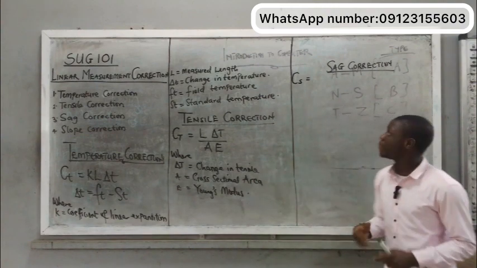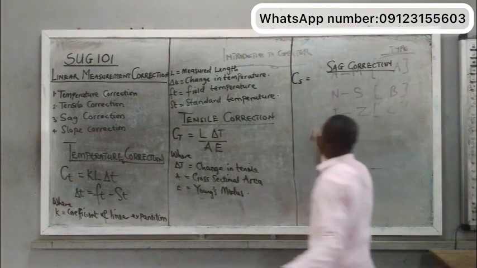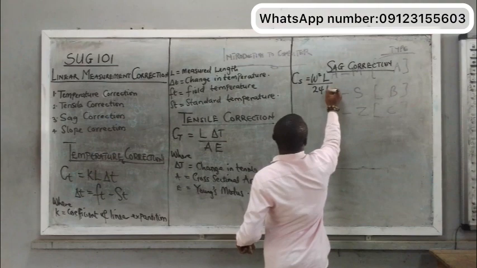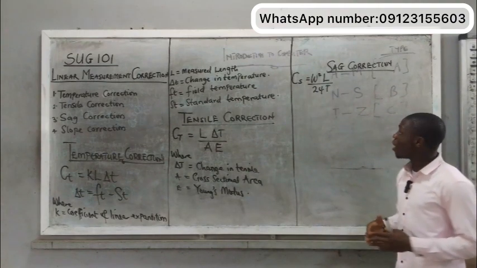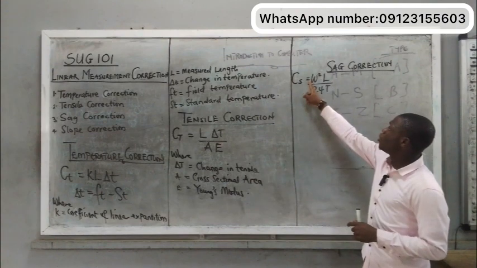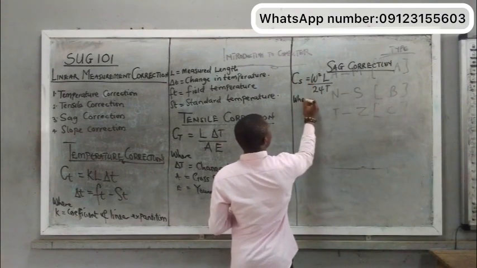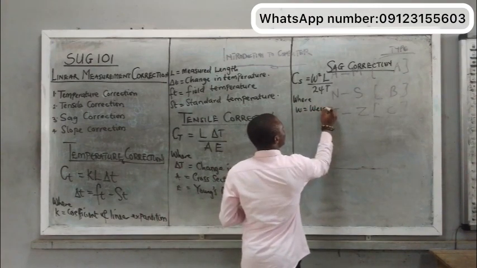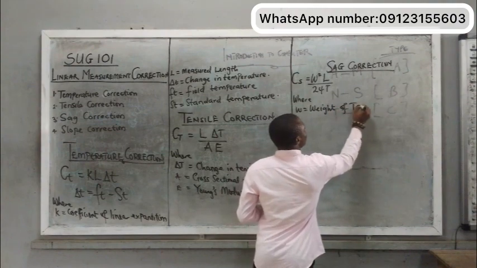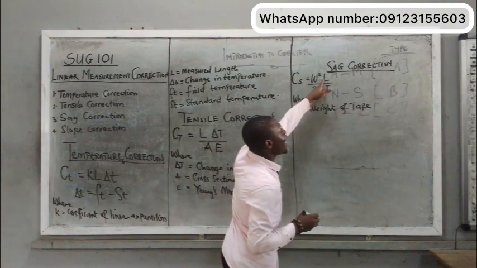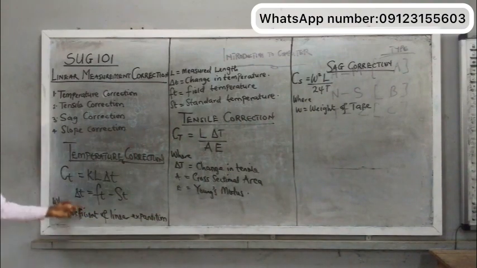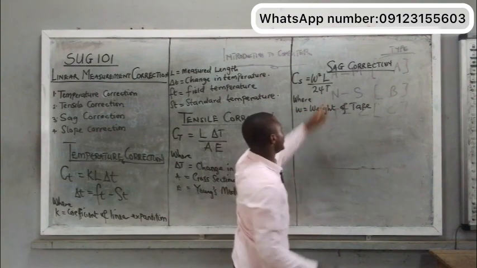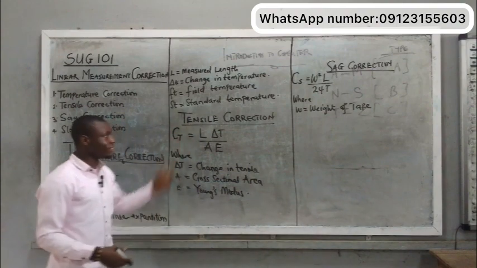Sag correction is represented by what? CS, which is equal in value to W squared L over 24T. Where W is called the weight of tape. Also, L is the measured length, as we defined L initially. And T is called what? Tensile, right? Tensile, that's all.